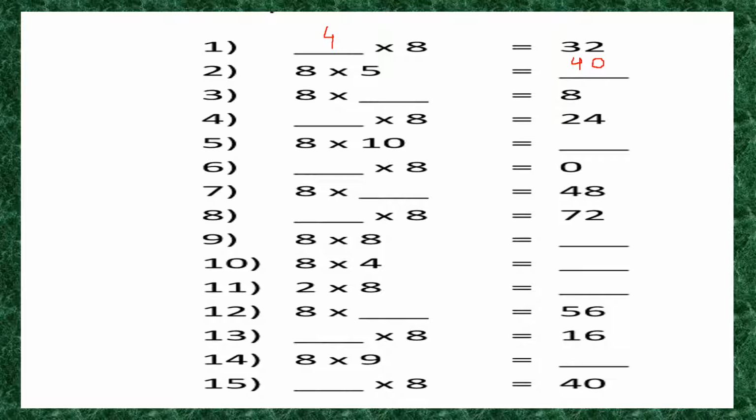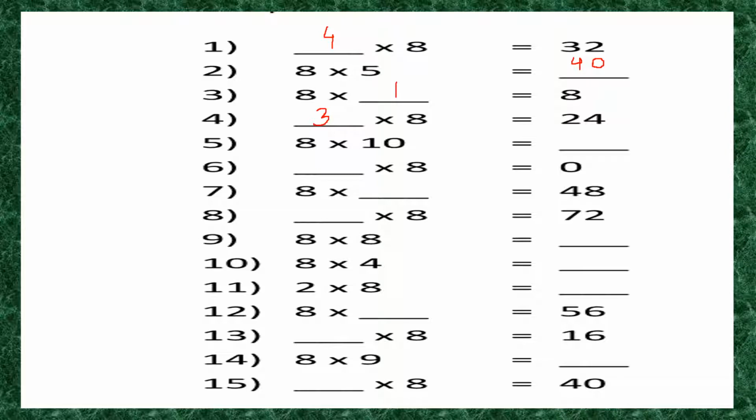Now next one, 8 multiplied by dash is equal to 8. What is the multiplier that you have to write so that it will give you the same number again? So only 1 is the answer. 8 ones are 8. Now here you can see dash multiplied by 8 equals 24. When you multiply by 8 to get 24, that is 3. 3 8s are 24 or 8 3s are 24.